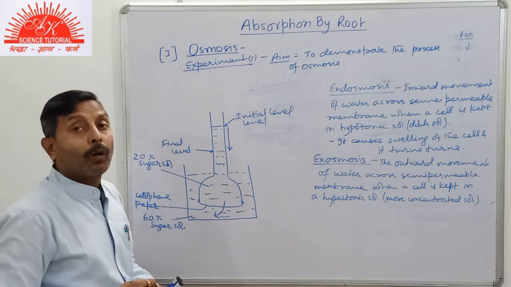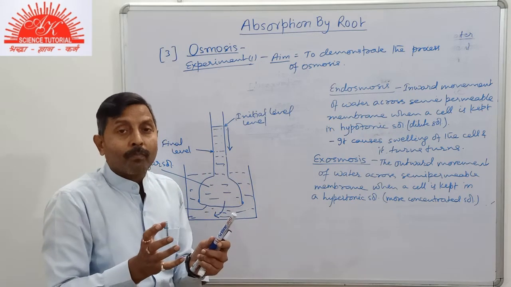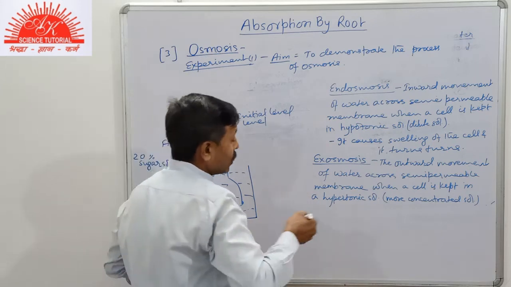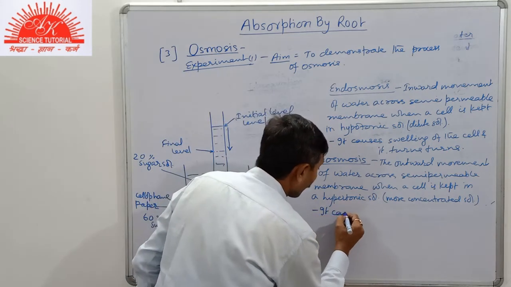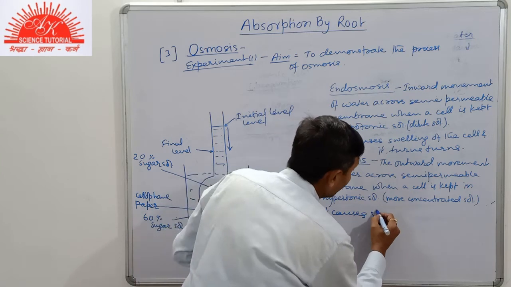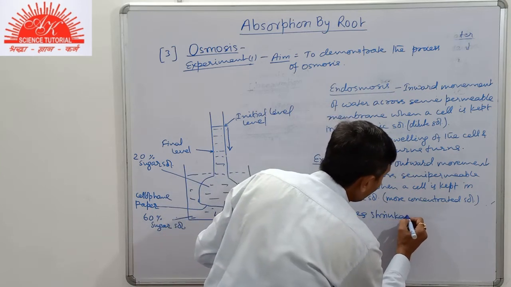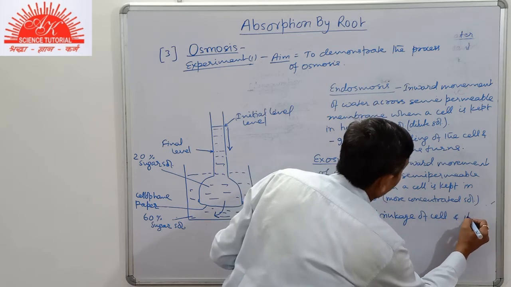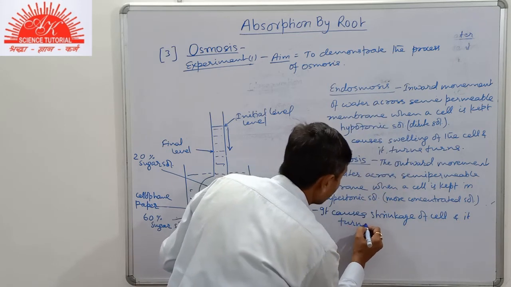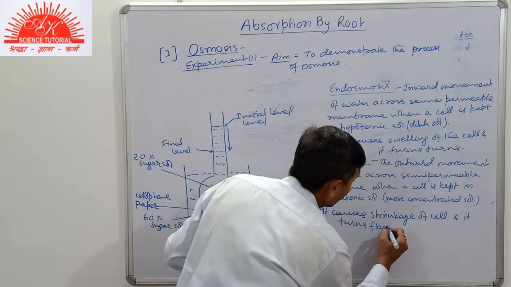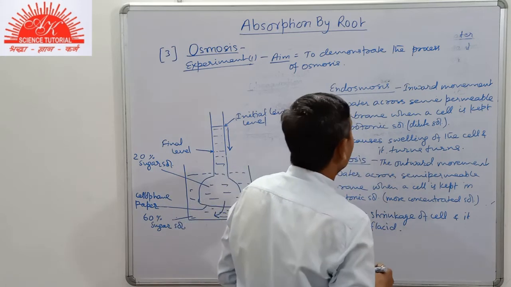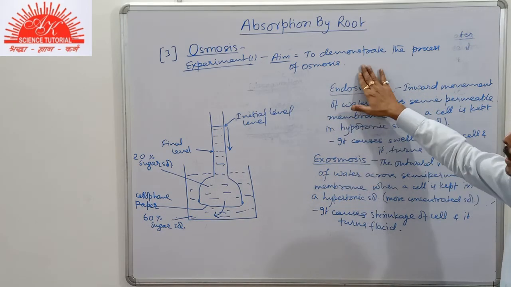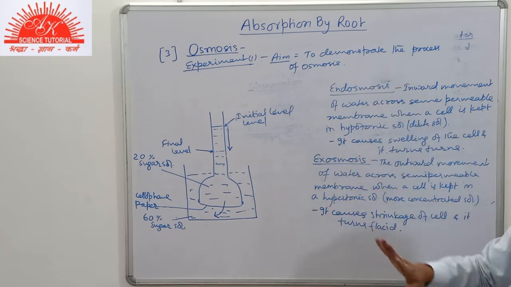In that case, what will happen? The cell sap, the cell content will decrease as the water has moved outward, so it causes shrinkage of the cell and it turns flaccid. So this is according to the direction of movement of water. Osmosis may be endosmosis or exosmosis.